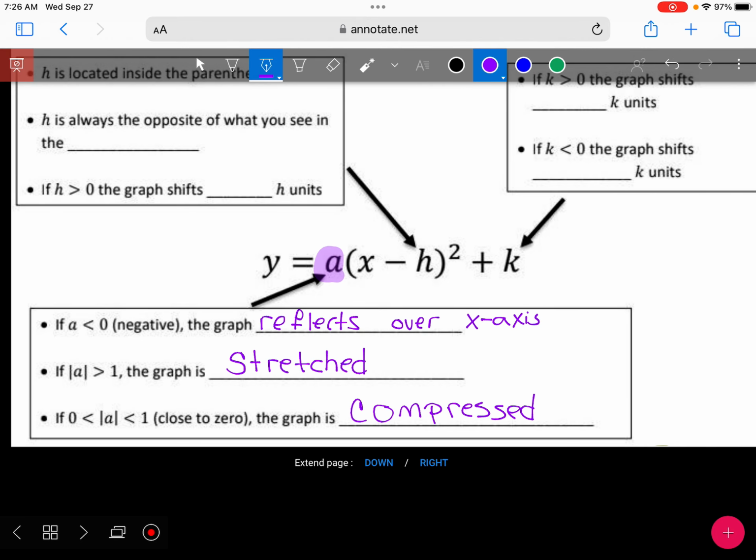So it's just written out really mathily, where it starts as the absolute value of A is greater than 1. If the number is bigger than 1, it's stretched. If the number is between 0 and 1, it's compressed. If the number is negative, it reflects.